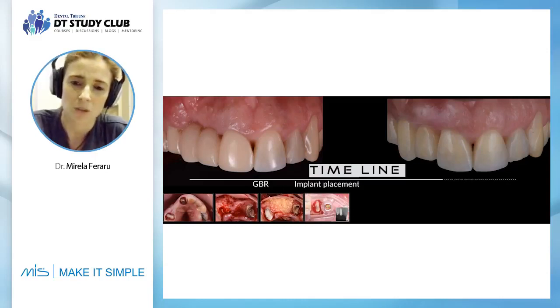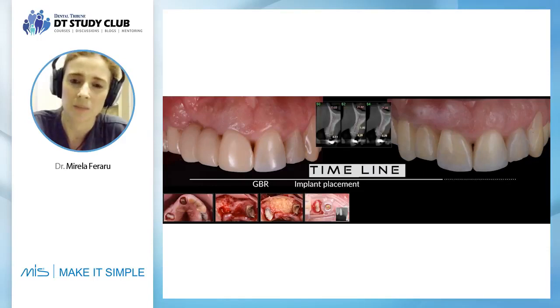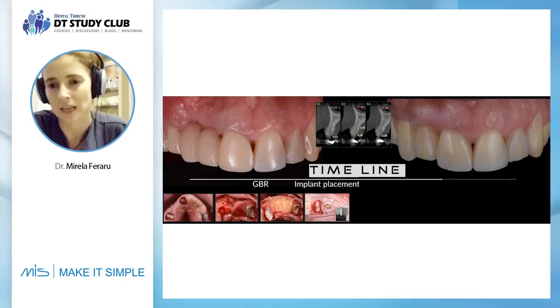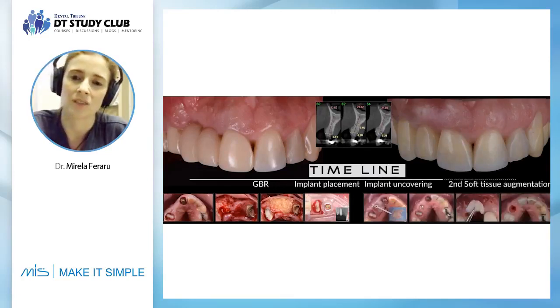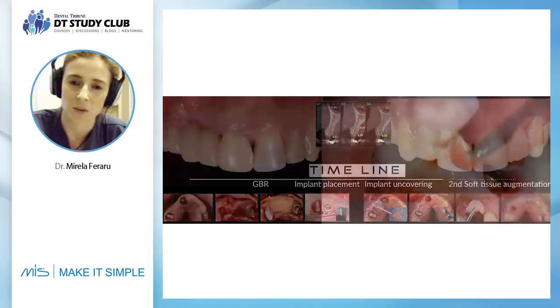And after the GBR procedure and the healing, and following the implant placement, we only then addressed the soft tissues, because at that time we could analyze what is the deficiency that we have, and that will allow us to decide which type of connective tissue graft to go for. So we had actually two stages, one at the implant uncovering and the second one later on, in order to increase even more the volume, especially in the area of the Pontic.